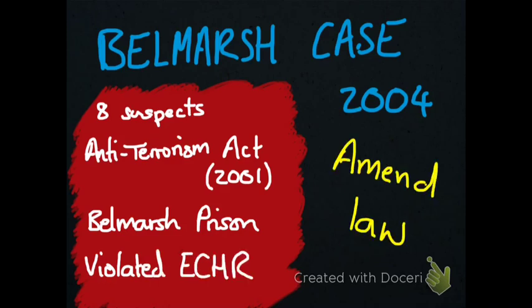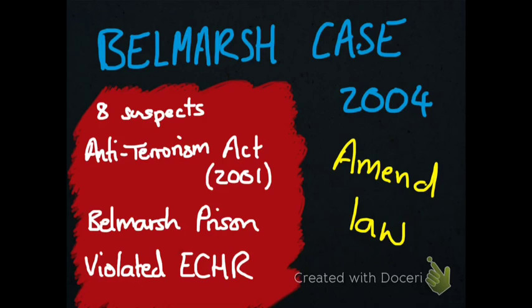Eight suspects were detained under the Anti-Terrorism Act 2001 without a trial in Belmarsh prison. An appeal was made to the then law lords, 8 out of 9 of whom agreed that the detention of suspects without trial violated the European Convention on Human Rights.